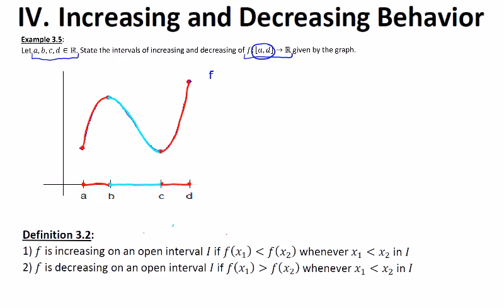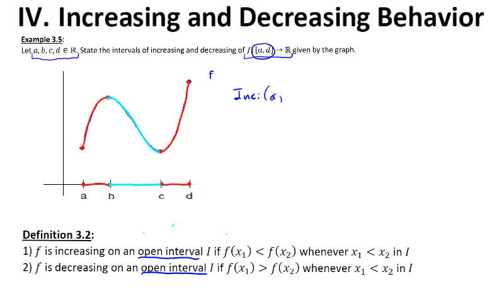So the way that we end up writing this is based off of the definition 3.2 that's here below. So we're going to look at the definition while we're working through example 3.5. It says here for number 1, f is increasing on an open interval. So anytime you want to describe where something is increasing or decreasing, you are supposed to be using open intervals, because it says the same thing here for decreasing. Use open intervals.